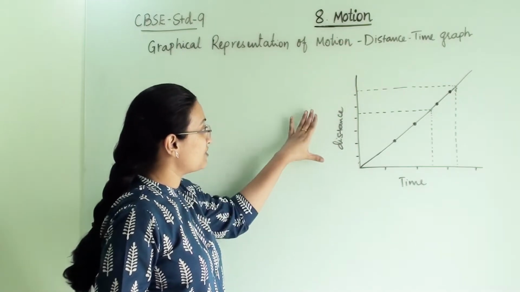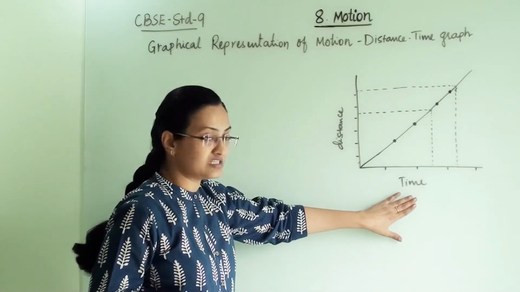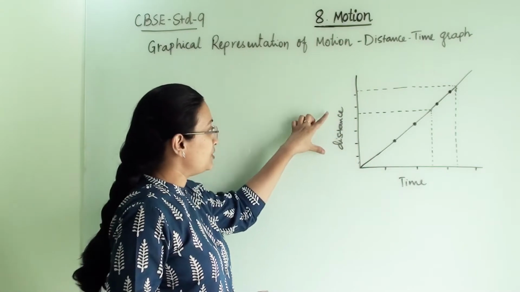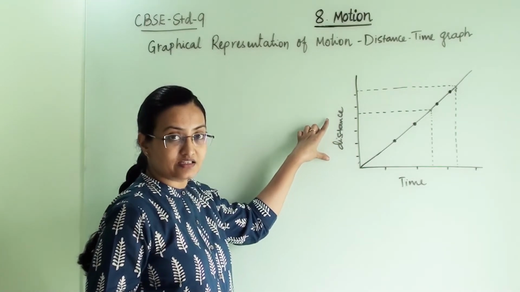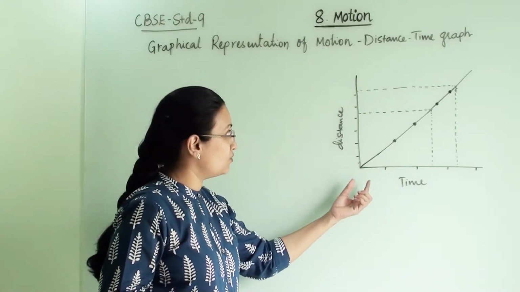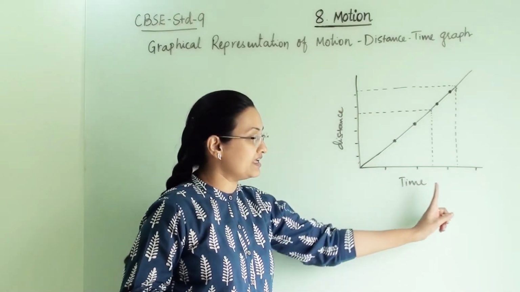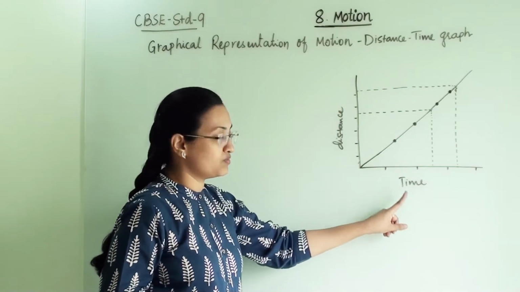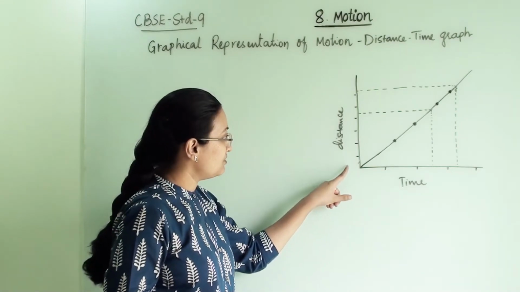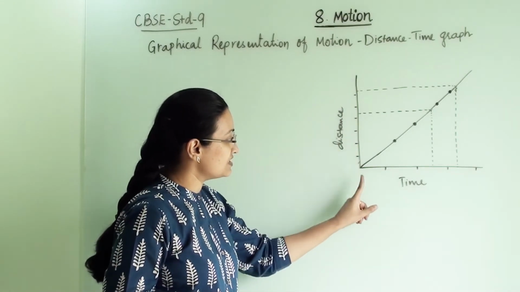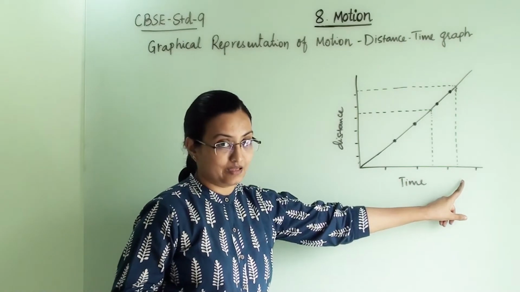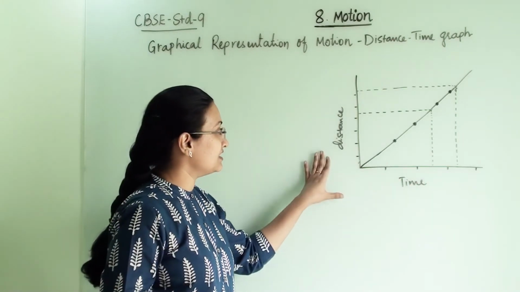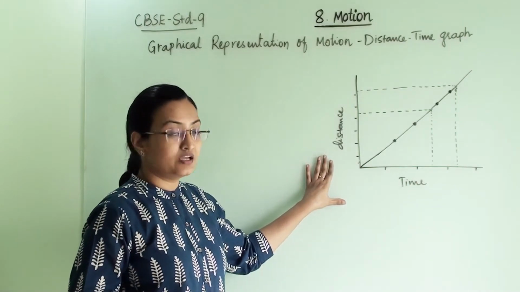Distance time graph means it is distance versus time graph. Whatever is mentioned first, we take it on the y-axis, and whatever is second, we take it along the x-axis. That's why it is known as distance versus time graph. So here we have plotted all the distance, and here we have plotted all the time. Time will be in seconds, and distance we have taken in kilometers.